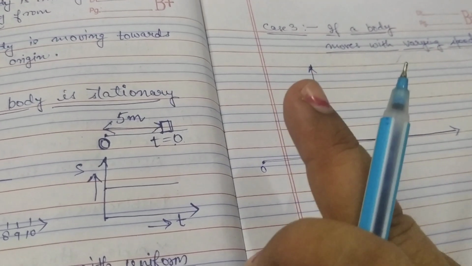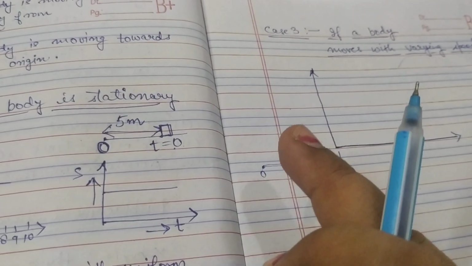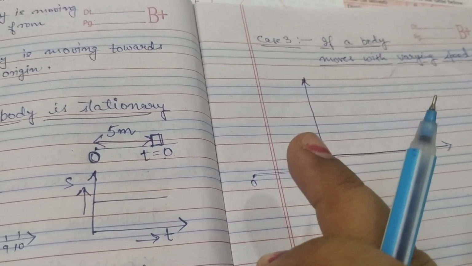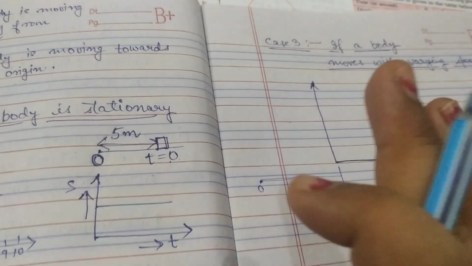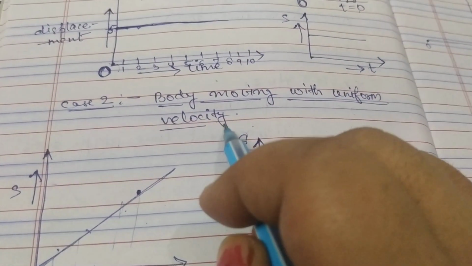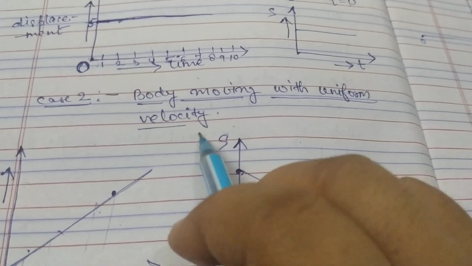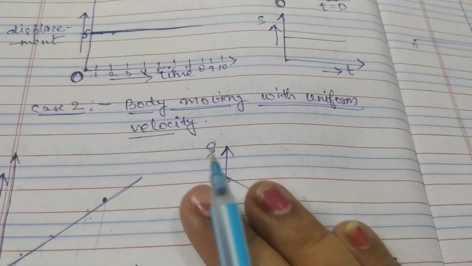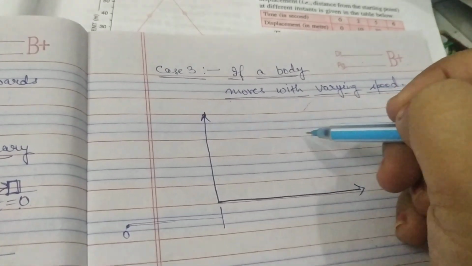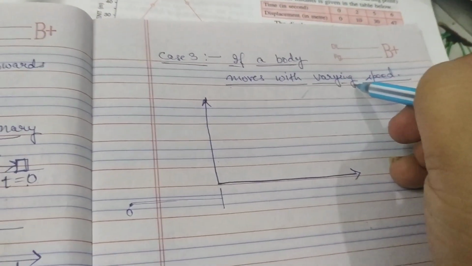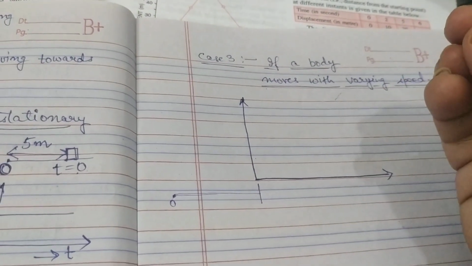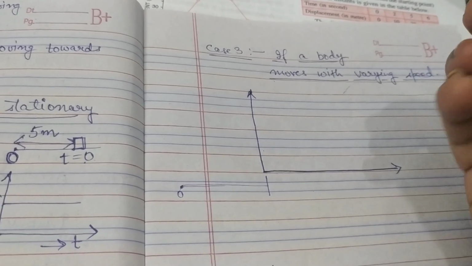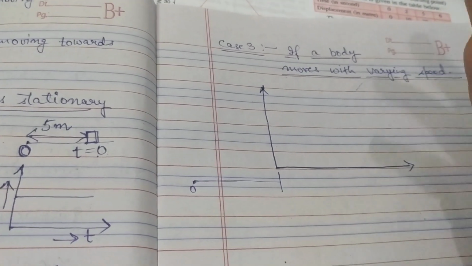The velocity is not uniform. The speed is changing, but not uniformly, means the speed is not constant. Here the speed was uniform, the velocity was uniform, that means it was moving with a constant speed. Here it is moving with a varying speed, means speed is continuously changing. Suppose for a small instant the body was moving with 5 meter per second, then it started moving with 10 meter per second, and so on.